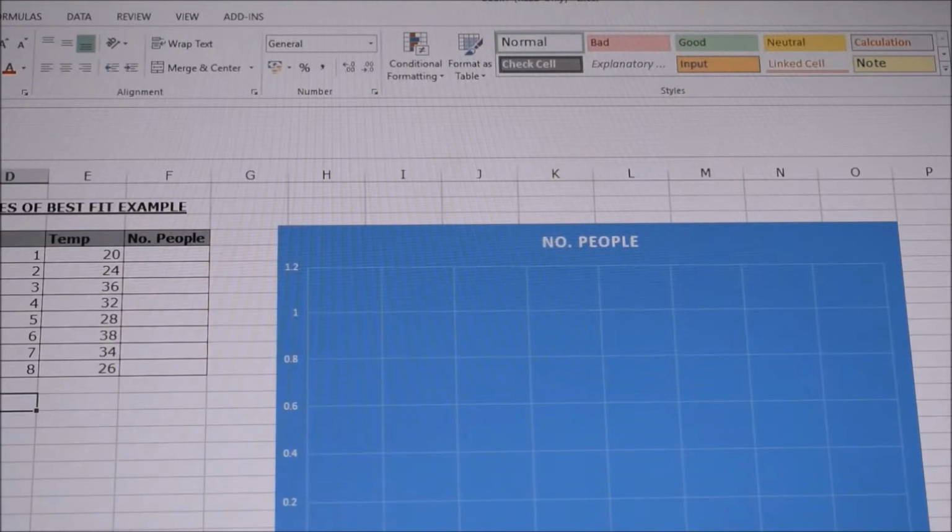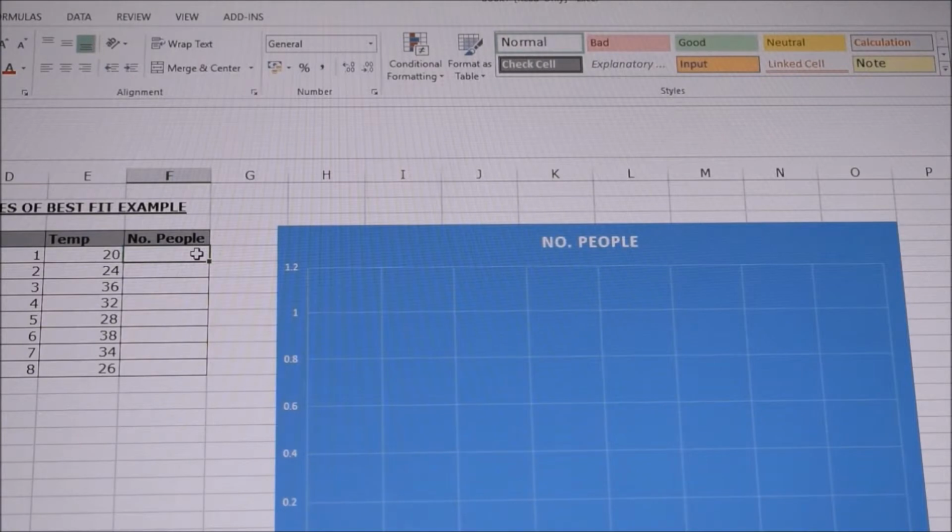So we are looking now at our trend lines, also known as lines of best fit example. We have 8 days, and on those days we recorded the temperature as follows. On day 1 we had a 20-degree day, day 3 36 degrees, and etc. until we got to our last day on day 8, 26 degrees. We are now going to collate the number of people that came and visited the pool on those days, and here is the data for that.